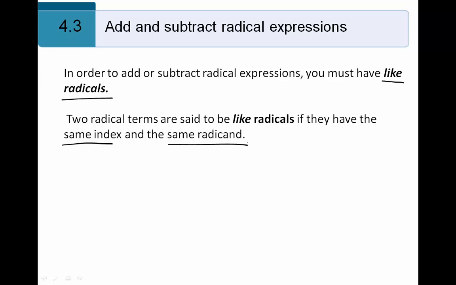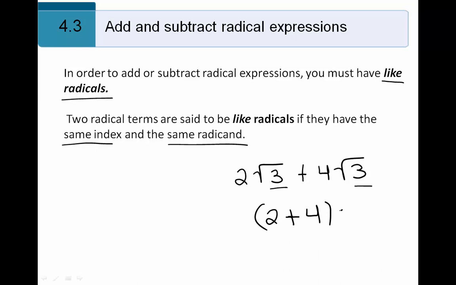Okay, so for instance, if I have 2 square root 3 plus 4 square root 3, notice I have a radicand of 3 and another radicand of 3. So we would say that those are like radicals. So if I wanted to add these together, we're going to be using the distributive property. I can read this as 2 square roots of 3 plus 4 square roots of 3. And it's kind of like saying 2 plus 4 square roots of 3. Kind of like pulling out that square root 3. So this would equal 6 square roots of 3.